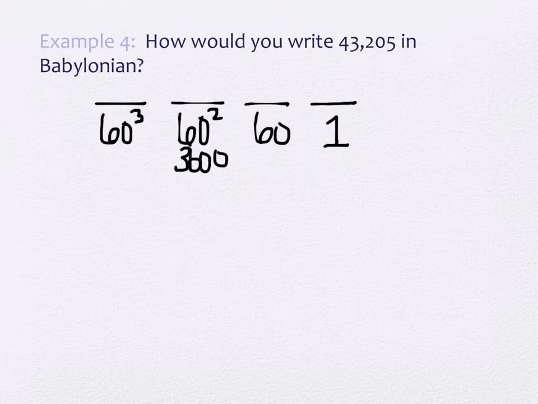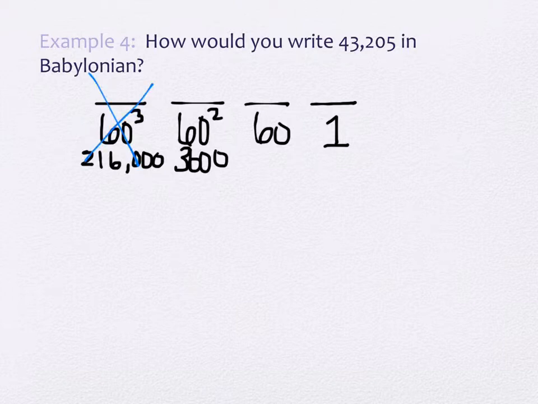$60 times 60 times 60. Yep, 216,000. I'm going to claim that's bigger than I need for this problem. How do I know that? It's larger than the 43,000 I have. So I don't need this one. I don't need this in my value system at all. Okay? So that's the first thing.